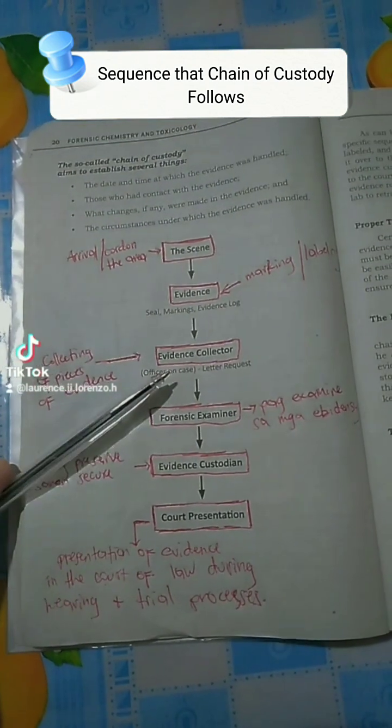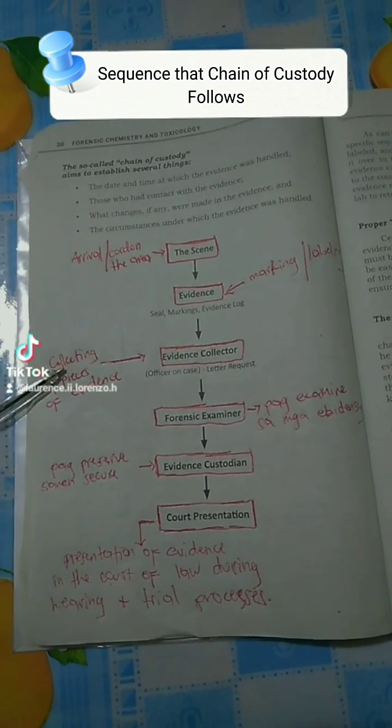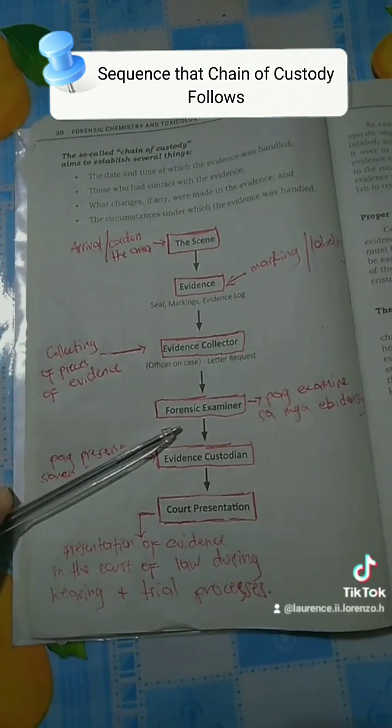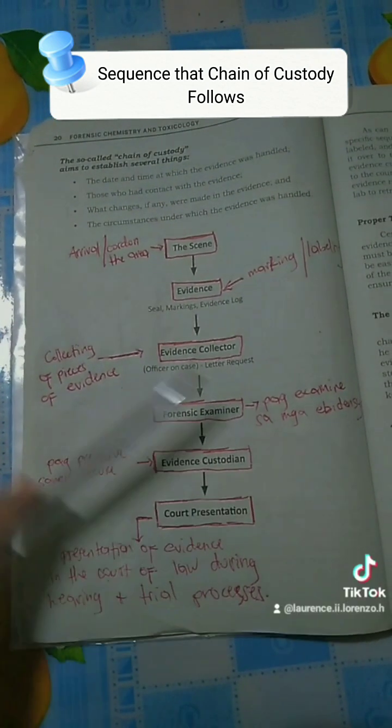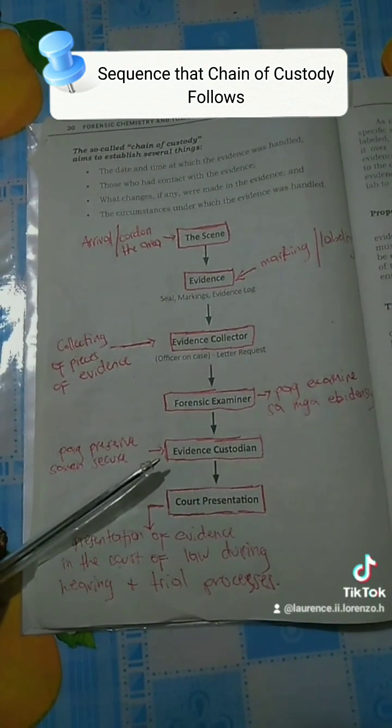The third one is evidence collector. This is the collecting of the pieces of evidence in the crime scene. The fourth one is forensic examiner. This is the examination of the pieces of evidence. Then the fifth one is evidence custodian.